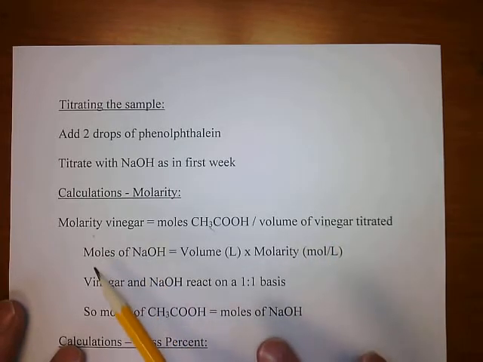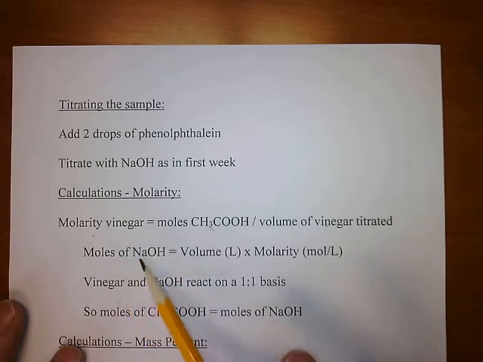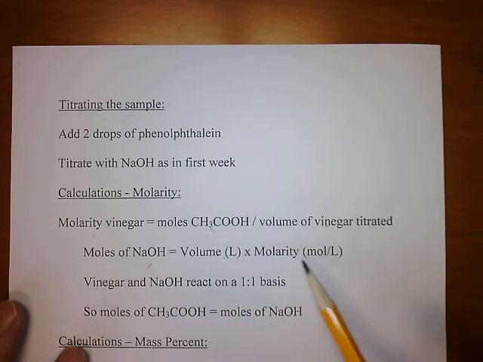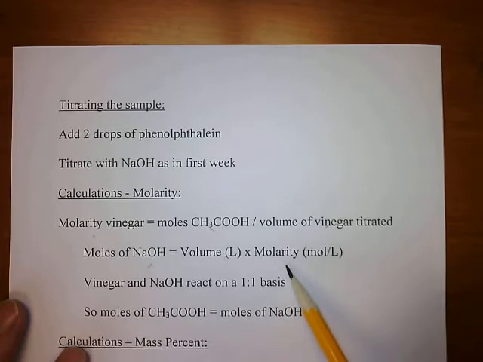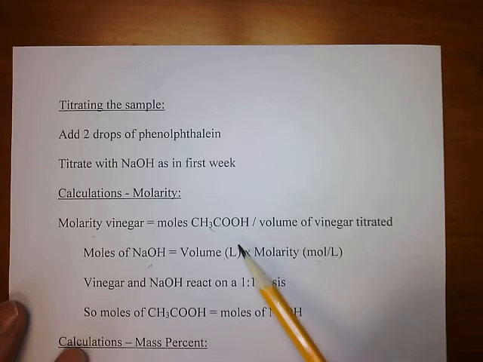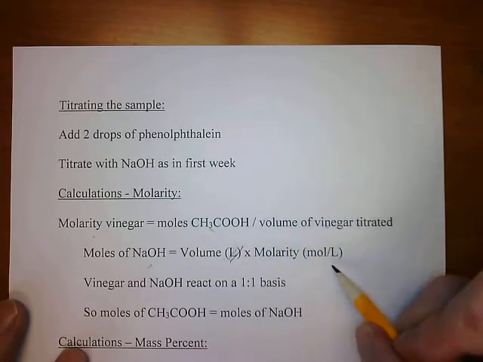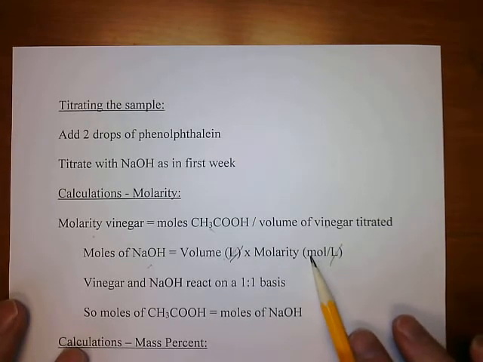So the moles of sodium hydroxide, that's our titrant, that's what the burette is filled with, will be the volume in liters times the molarity in moles per liter. The molarity of the sodium hydroxide is what we figured out in the first week. So a concentration term, moles per liter, times liters gives you moles. The liters will cancel, and that gives you units of moles. So that's the moles of NaOH.